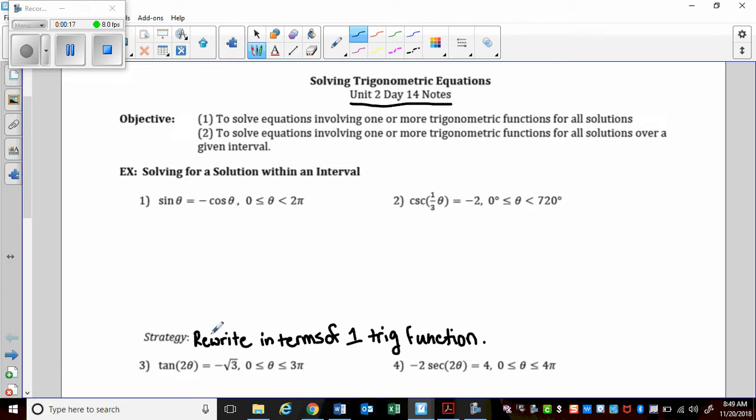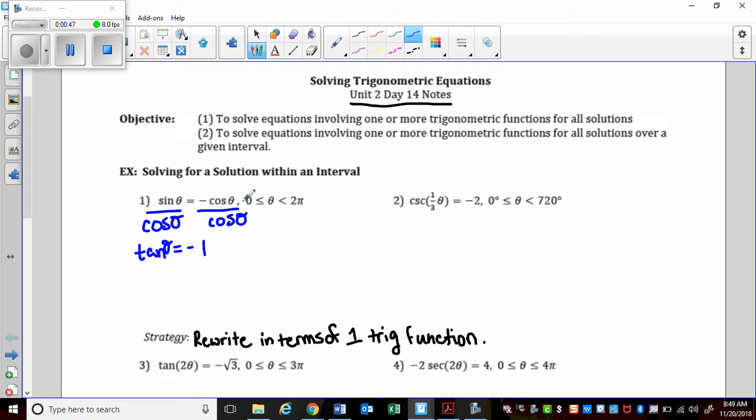If I add cosine to move it to the left-hand side, sine and cosine will not be one trig function. And my strategy is to rewrite in terms of one trig function. Well, I'm going to have to then divide by cosine. Leave that negative there. Divide by cosine. Sine over cosine is tangent. So we're saying, where is tangent of theta equal to -1? Because there's still a -1 here.